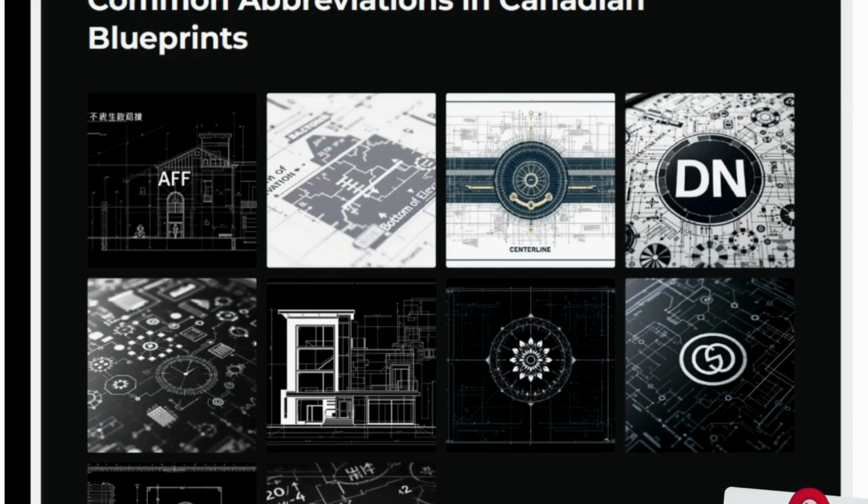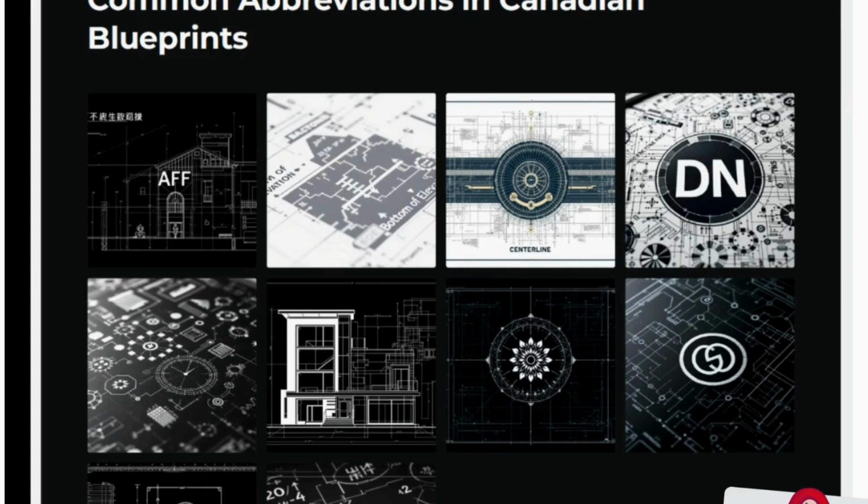For example, the common abbreviations between the Canadian projects are AFF, which means above finished floor, BOE, bottom of elevation, CL, center line, DN, down, EAH, EL, elevation, F&D, foundation, TYP is typical, WC is water closet, WO, without, and many other abbreviations.